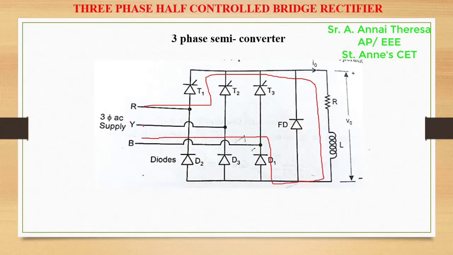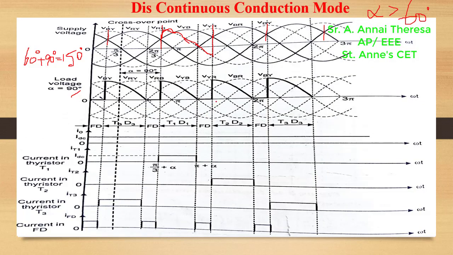In the YR arm, T2 and D2 conduct. So for this duration T2 and D2 conduct. The same output we will get, and the negative voltage also we will get.